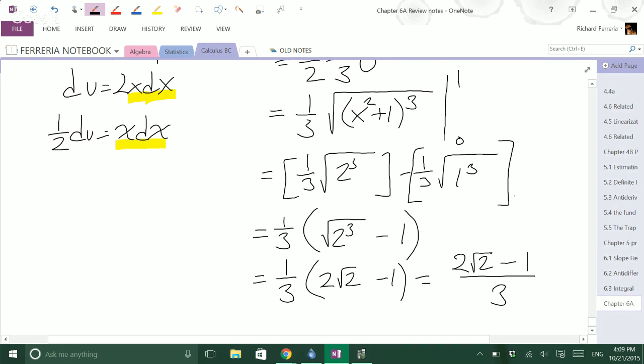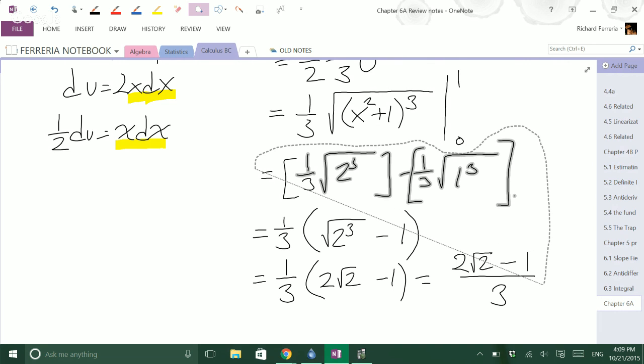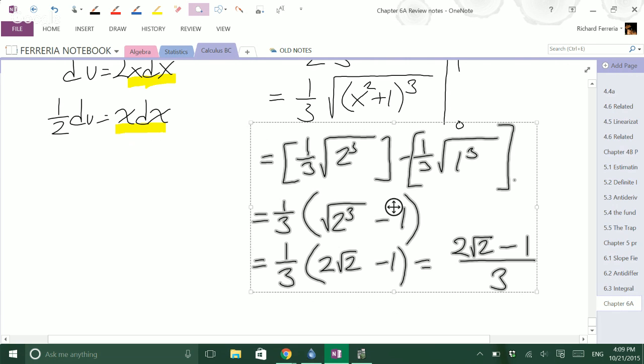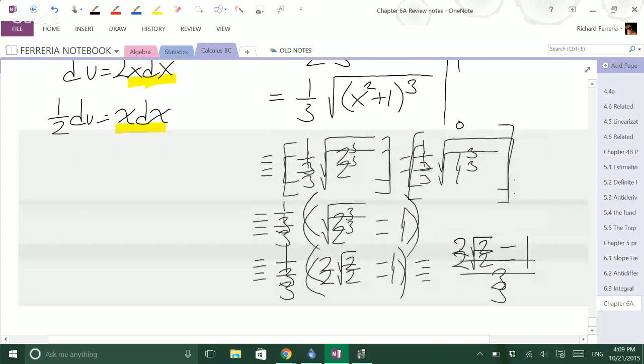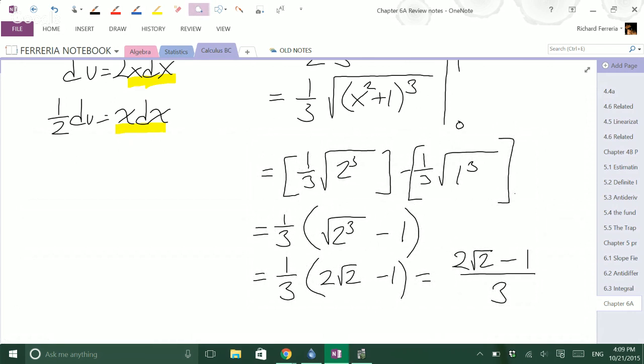Which one's better? I don't know. As long as you make me divide by 3 only once. The part where it says 1/3 and the square root of x squared plus 1 cubed and then 1 to 0. Why don't we just change it to the 2 to 1? You could. Okay. A lot of people don't feel comfortable doing that. But you know, if I had my way, everyone would do it that way.